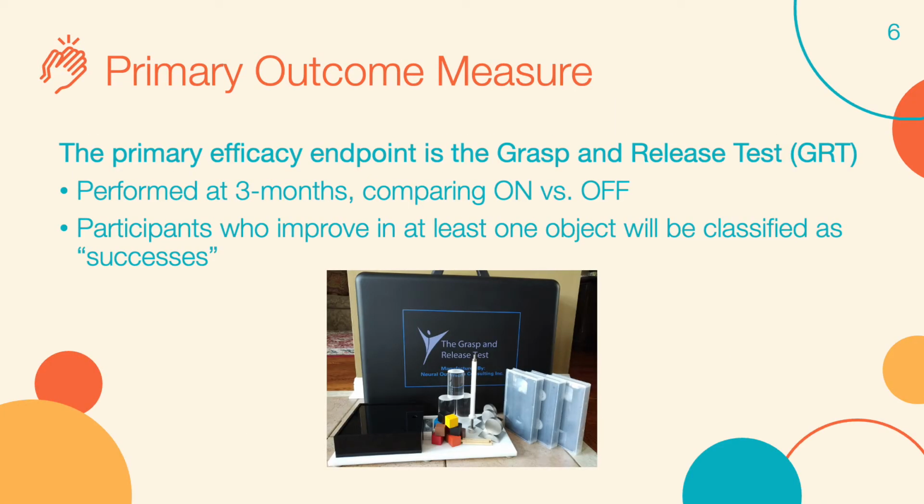As mentioned, the primary efficacy outcome measure is the GRT, measured at 3 months, comparing performance with the NNP on and off. Improvement in the ability to grasp and release at least one additional object as compared to performance without the NNP will be classified as a success.